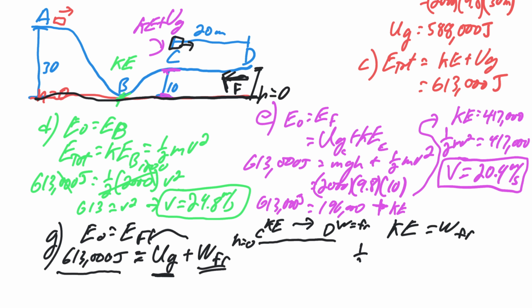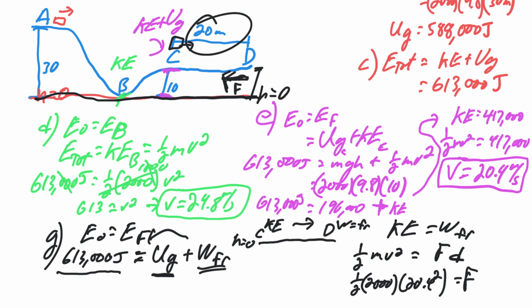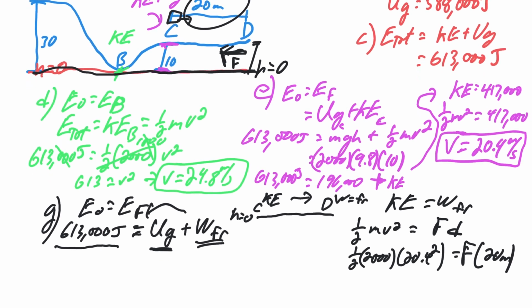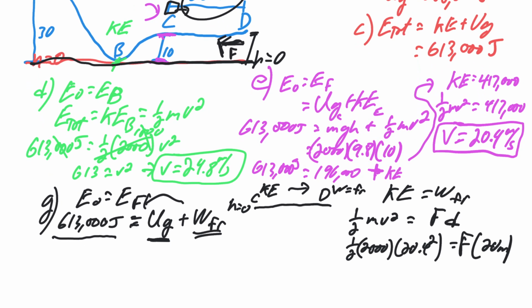So in this case, we'll go 1/2 mv squared equals force times distance. And we are going to use the velocity at that point. So the velocity at that point we got to be 20.4. We'll square that out. And then we're looking for force, right? And they told us that it stopped in 20 meters. So anyways, I'll let you do the math on that one, and we get a force of 20,850 newtons.